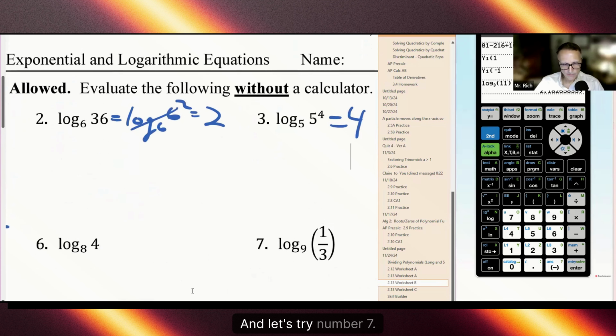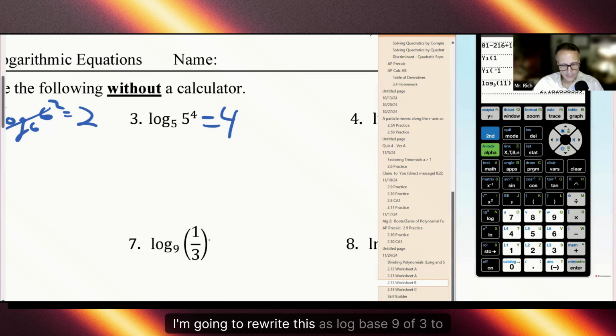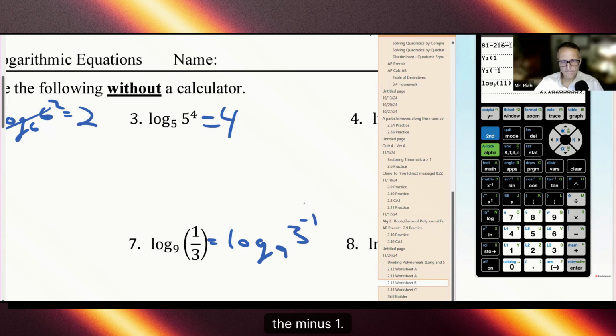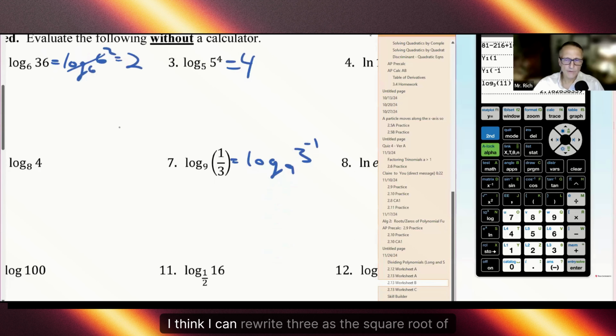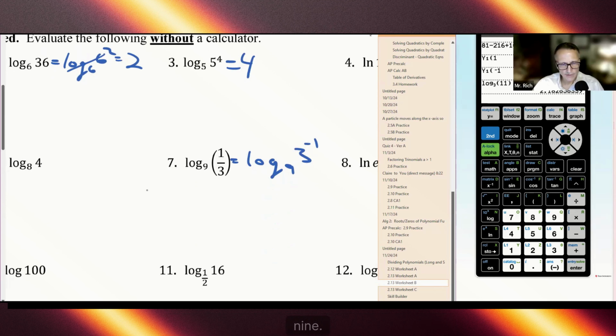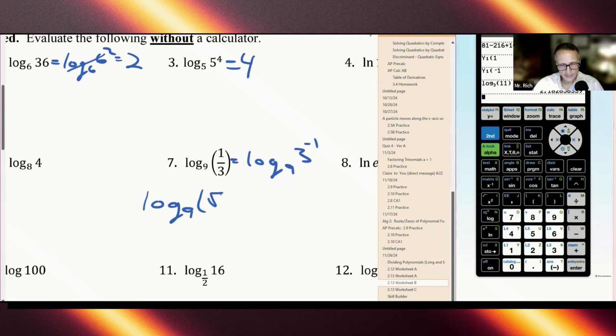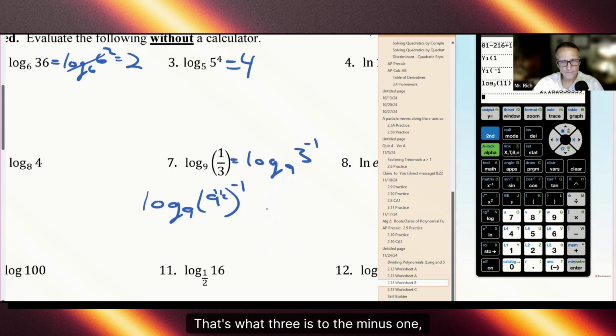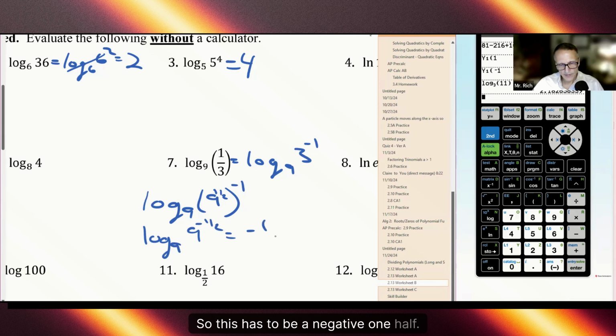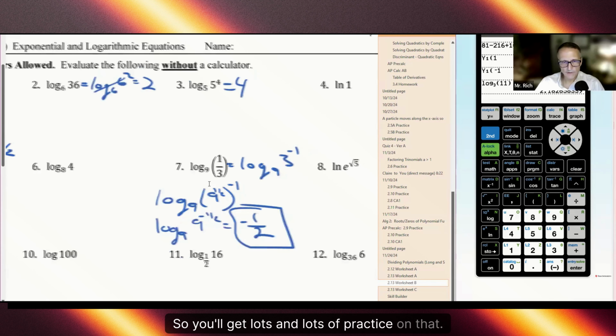And let's try number 7. I'm going to rewrite this as log base 9 of 3 to the minus 1. Can I write that? I think I can rewrite 3 as the square root of 9, right? So I could do log base 9 of the square root of 9, which is 9 to the 1/2, that's what 3 is, to the minus 1, which would be log base 9 of 9 to the negative 1/2. So this has to be a negative 1/2. All right, so you'll get lots and lots of practice on that.